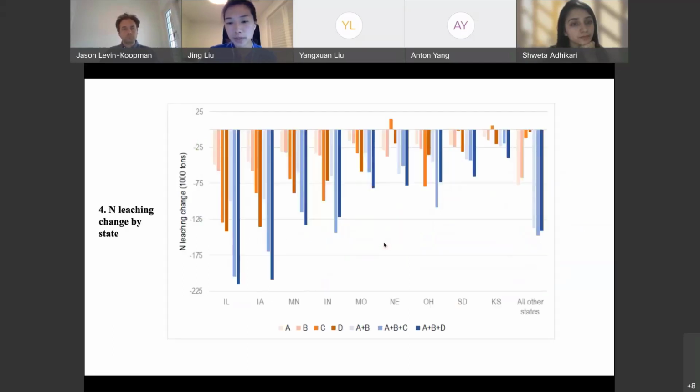Of course, the policies are not practical to be implemented at the grid level, but more likely at the state level. So here we compare the amount of total mitigation across strategies and by state. You will see here some practices like wetland restoration will be almost the most effective one for these states, but controlled drainage will be most effective in Indiana and Ohio. So that means for the states, if they want to pick the most successful practices, that could vary across the states.